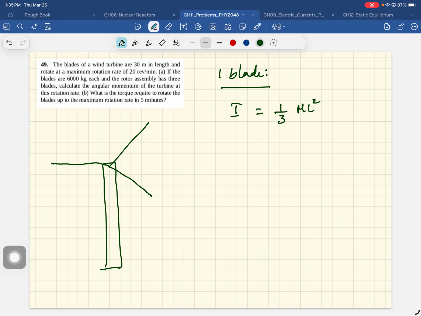And then what is the torque required to rotate the blade up to the maximum rotation rate in 5 minutes? So if you want to speed it up in 5 minutes, torque is delta L by delta T. So you want to go from 0 to that value in 5 minutes. Did you guys understand that?